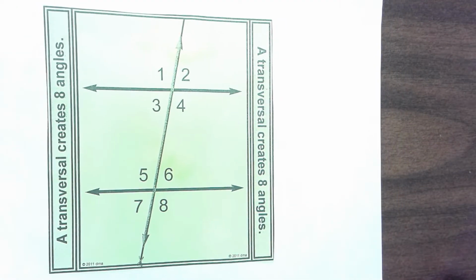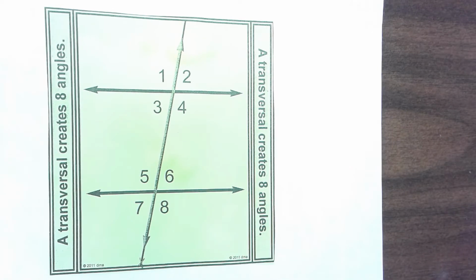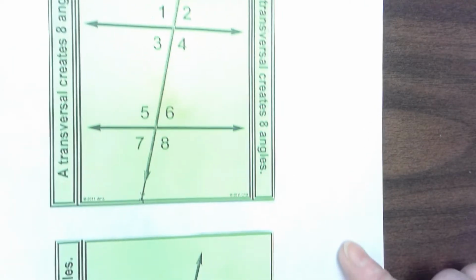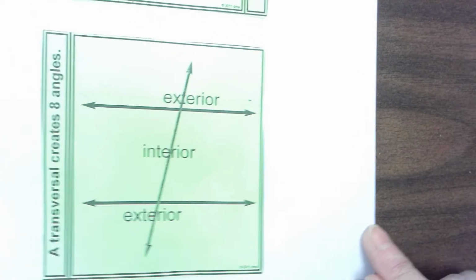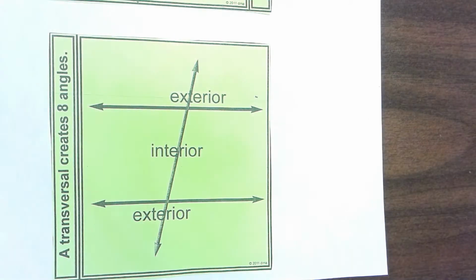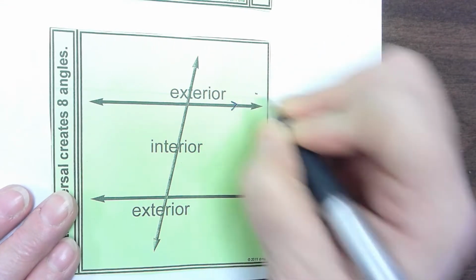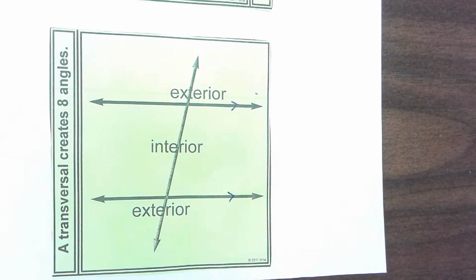Okay, so you have some green things today. So we've got our transversal, and we're creating 8 sets of angles. We've been working with parallel. Today we're going to work with non-parallel lines. We've got to understand where exterior and interior is according to the parallel lines. So let's just go ahead and put our little arrows on here to show that those are parallel, so we can see the inside of what, the outside of what. It's the inside of the parallel lines where the two lines are, the outside of the parallel lines.